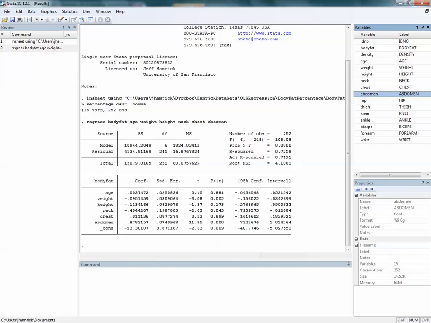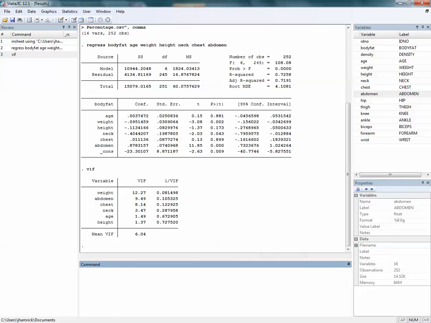So the most common way that we assess whether or not we have a multicollinearity problem is by computing the variance inflation factors, which I discussed in some detail in class. So let me go ahead and recompute those again.